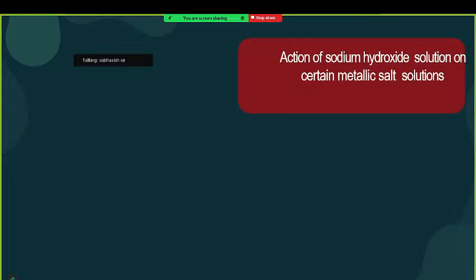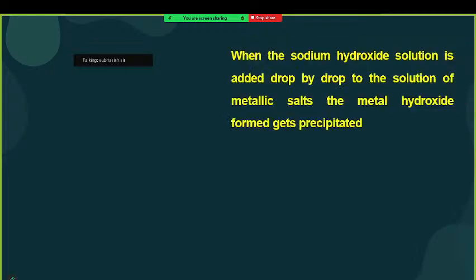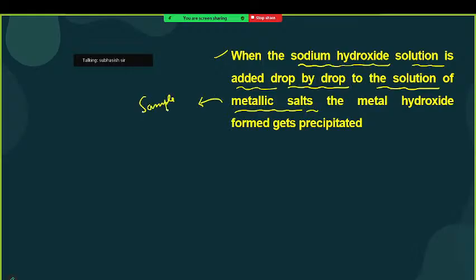So how should we execute this? When sodium hydroxide solution is added drop by drop to a solution of metallic salt, this sample salt solution, the metal hydroxide gets precipitated.